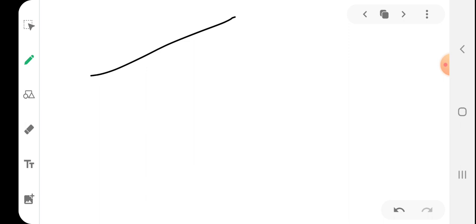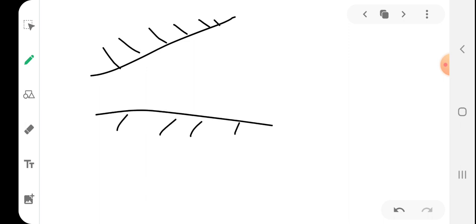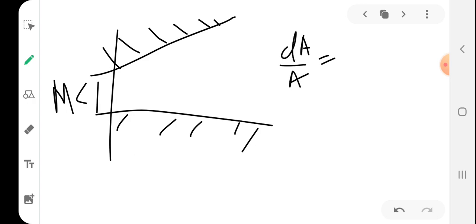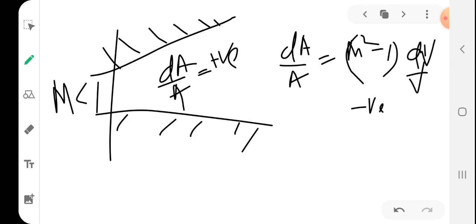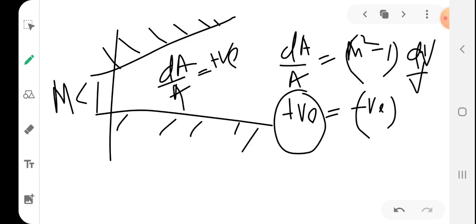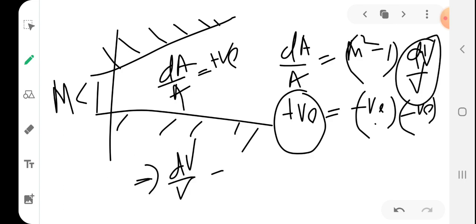Now I am taking a diverging section. So at inlet M less than 1, that is subsonic condition. So dA by A equal to M square minus 1 dV by V. Here dA by A is positive because it is diverging. So naturally M square minus 1 will be negative. For the product to be positive, a negative should be multiplied with the negative. So dV by V is negative, means velocity is decreasing.